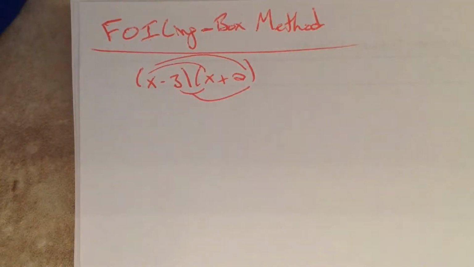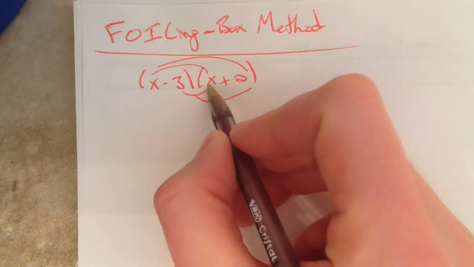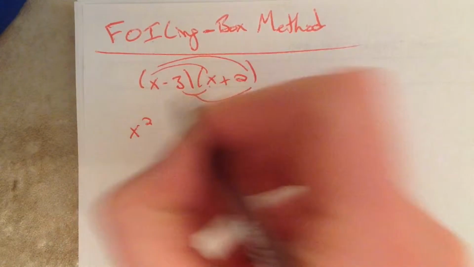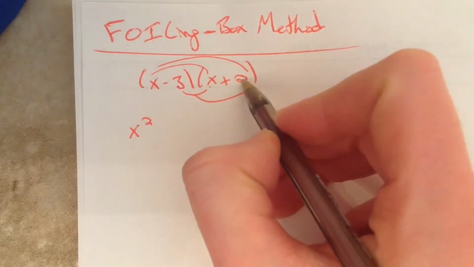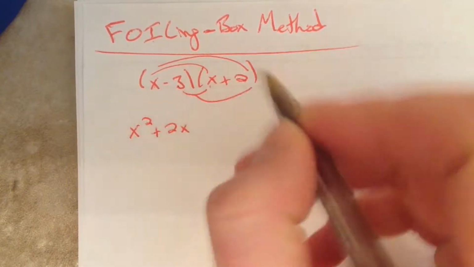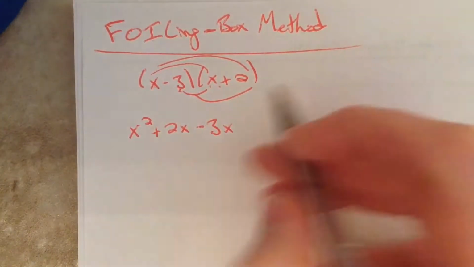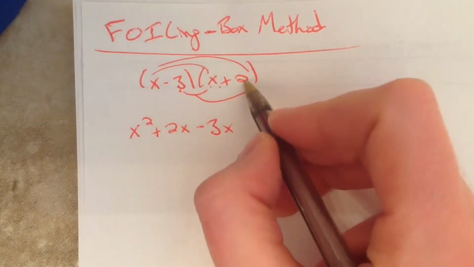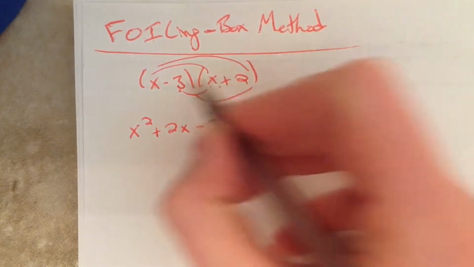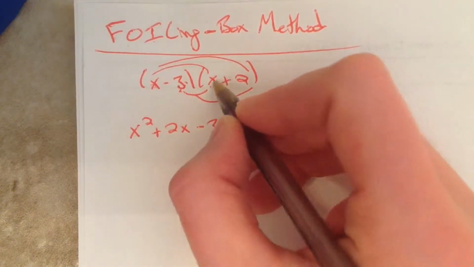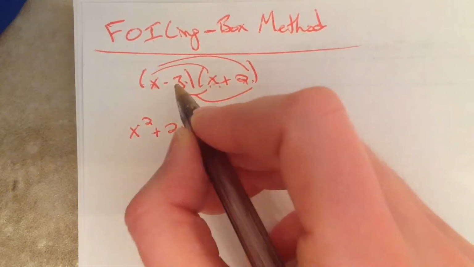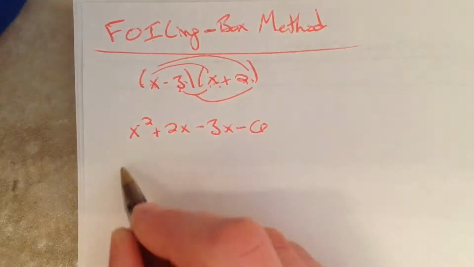We're going to do it the first way, just so you see that this method we're introducing gives you the same answer. So if I take the x times the x, I get x squared. Take the x times the 2, I get plus 2x. Take the negative 3 times the x, I get minus 3x. And take the negative 3 times the 2, I get minus 6. So I've taken both of these things and multiplied them by both things in here. So x times both, negative 3 times both. And you end up with this.